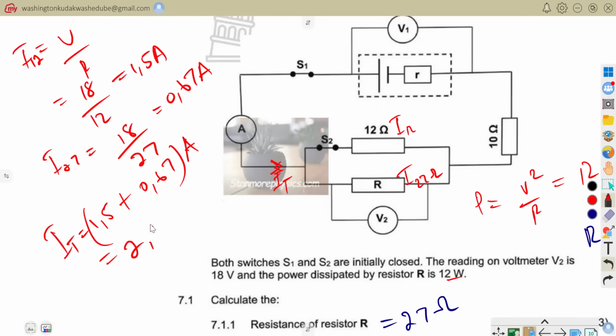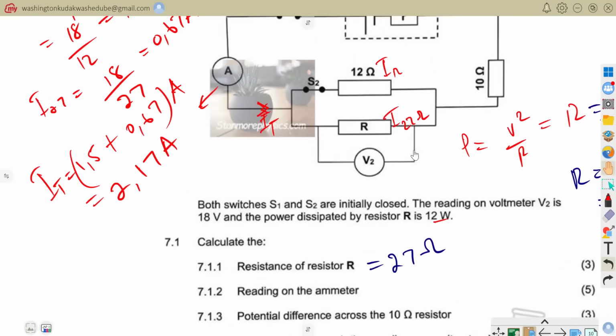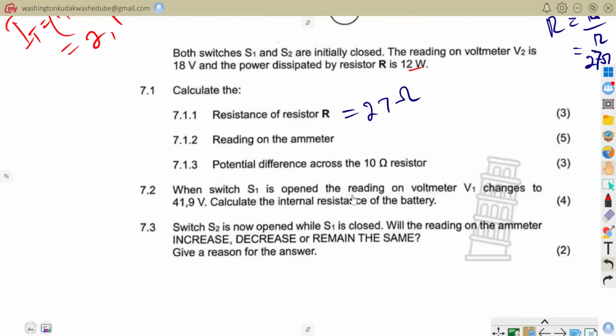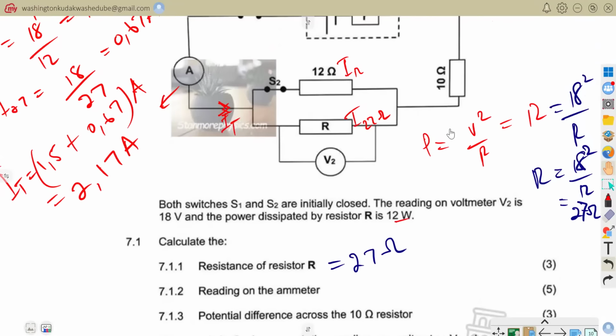If we are to add, we have to find 2.17 amps. So that is the current that is running through this ammeter. Now they're saying calculate the potential difference across the 10 ohm resistor. So across the 10 ohm resistor here, we need to find the potential difference. The potential difference here can actually be given by IR. If I know the total current here, I would find that.